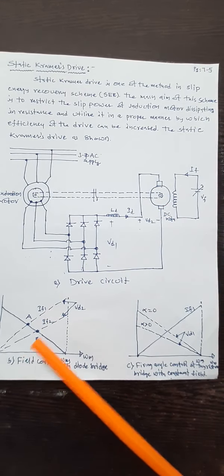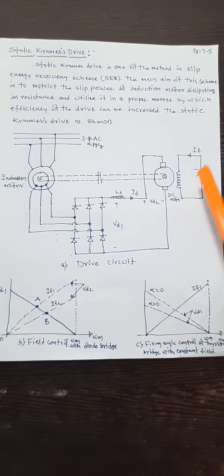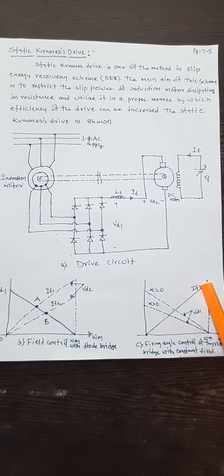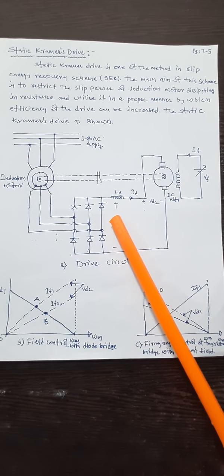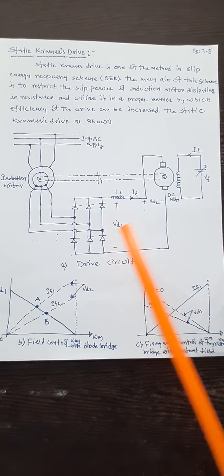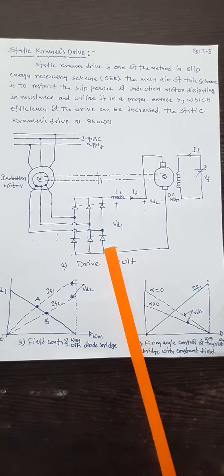Similarly, if we control the speed below the rated speed, the diode bridge is replaced by a thyristor bridge, and we control the firing angle. At that time the field is fixed, with only one field current, and the diode bridge is replaced by a thyristor bridge, so it is a three-phase fully controlled converter. The variation of firing angle gives different voltages for different firing angles. So this gives speeds below the rated speed.